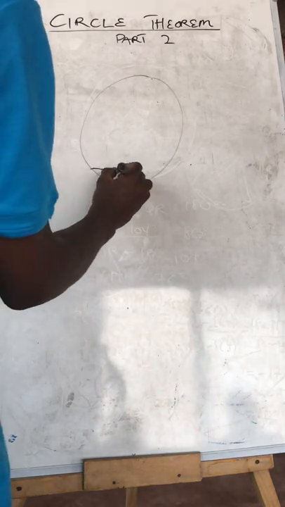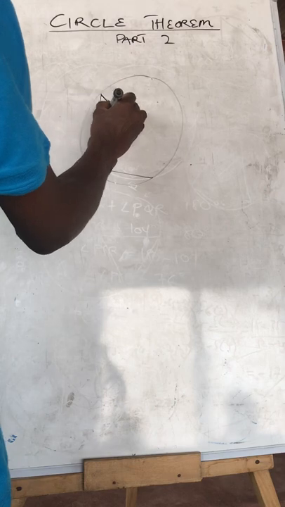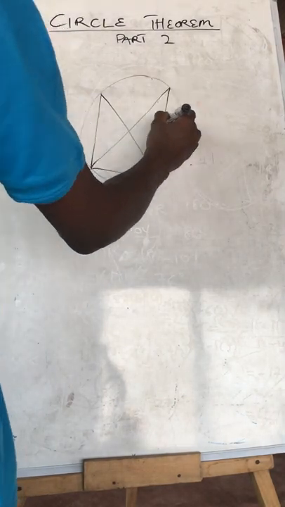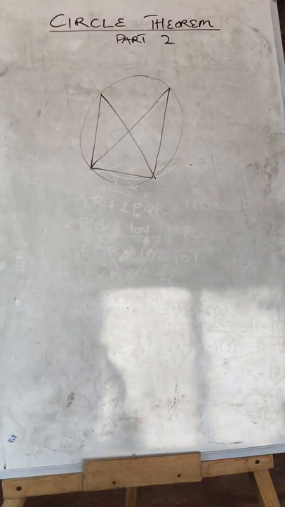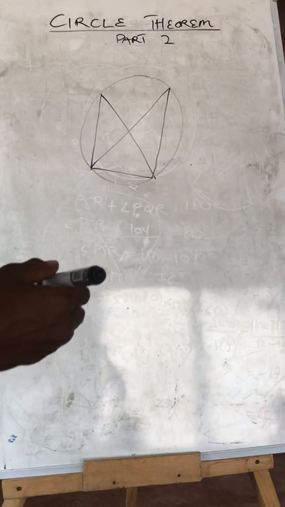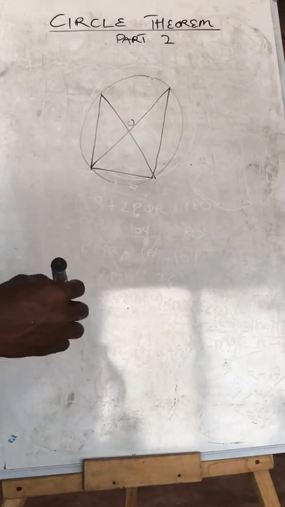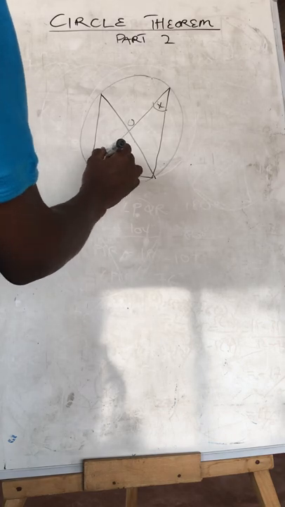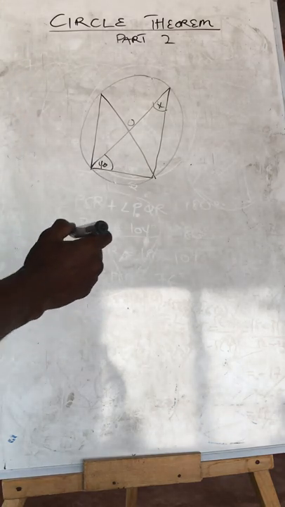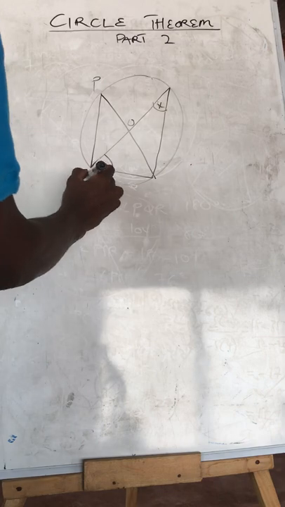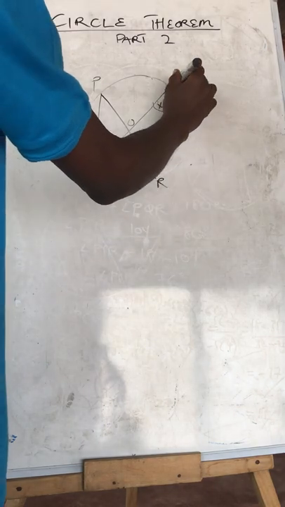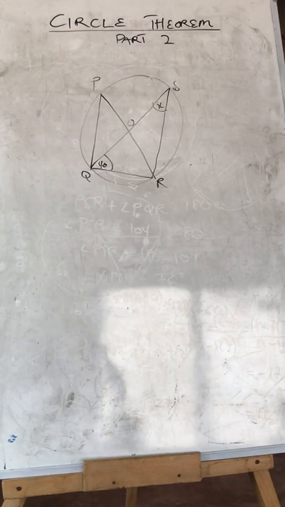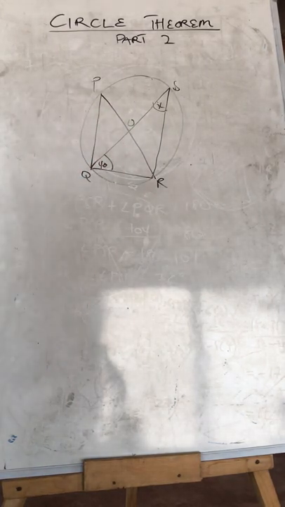Remember, your teachers will always solve the easy questions with you, and then they will leave you to solve the hard questions. So don't think that if you are able to solve this, you are good to go. Please go and try other examples. So let's look at this. You have X here, and let's assume this is 40, and I have P, Q, R, S, and this, let's say, is the center, which is O, and I ask you to find X. What comes to mind? This is a very simple, quick one.